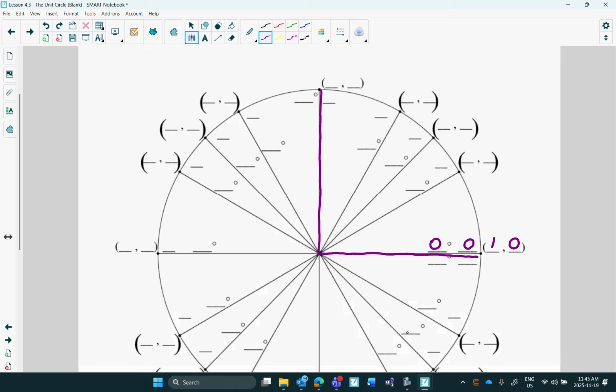When we went up to 90 degrees, which was what in radians? Pi over 2. We got (0, 1). When we did 30 degrees, which was how many radians? Pi over 6. What was the point we got? Root 3 over 2, comma 1/2.